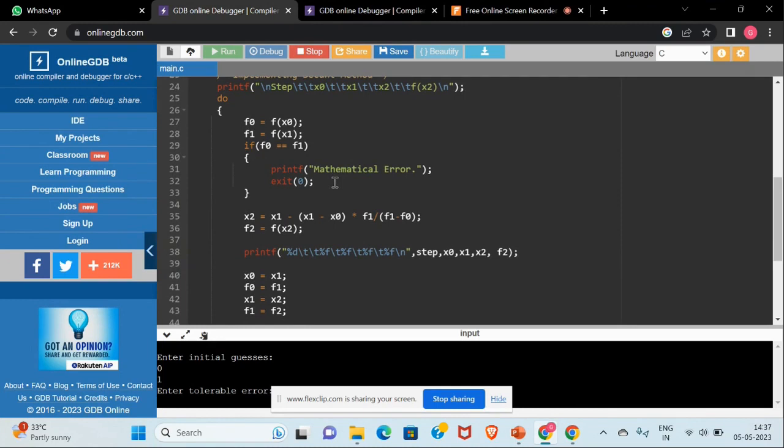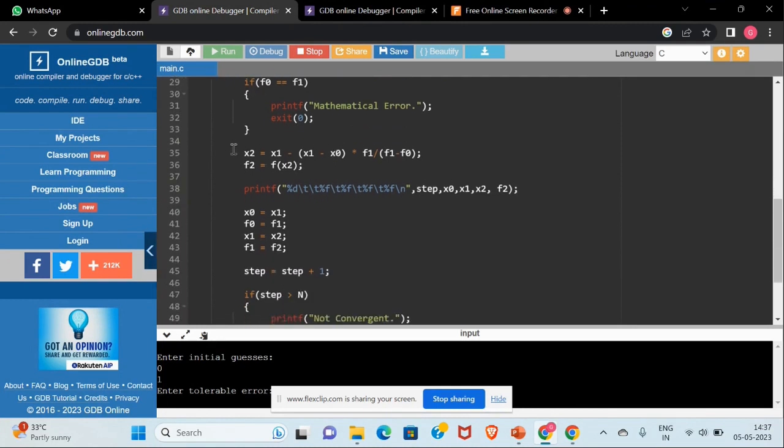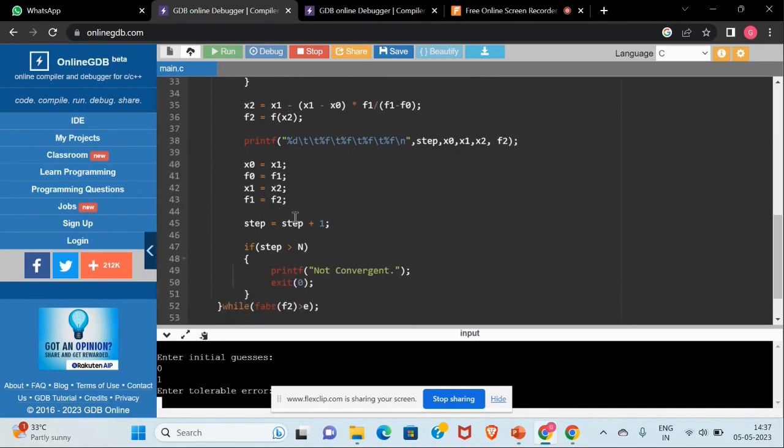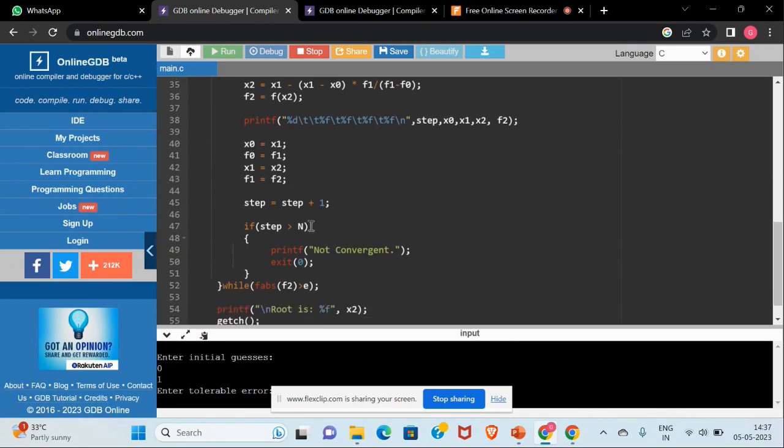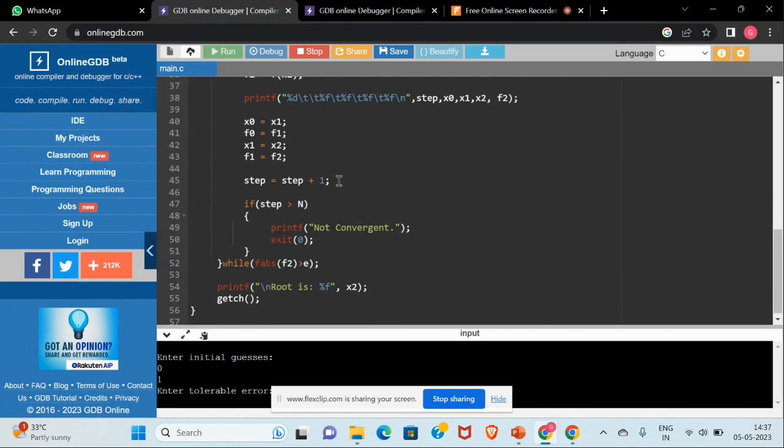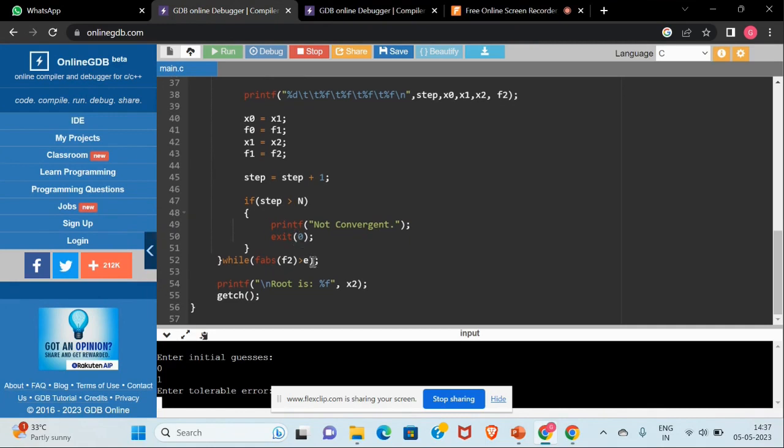Then we will take f of x0 as f0 and f of x1 as f1. If they are both equal, we will exit, that is, it is not convergent, and we will find this equation by using some mathematics. Then we will find f of x2, and next we will set x0 as x1, f0 as f1, and next we will increase the i value to i plus 1. Then if the number of steps is greater than n, it is not convergent. If the tolerable error condition is also not met, it will run while the f of x2 is greater than the tolerable error. Once it is less than the tolerable error, it stops looping, prints convergent, and the root will be printed.